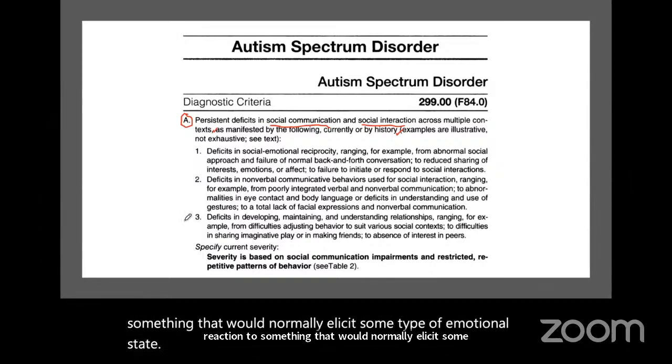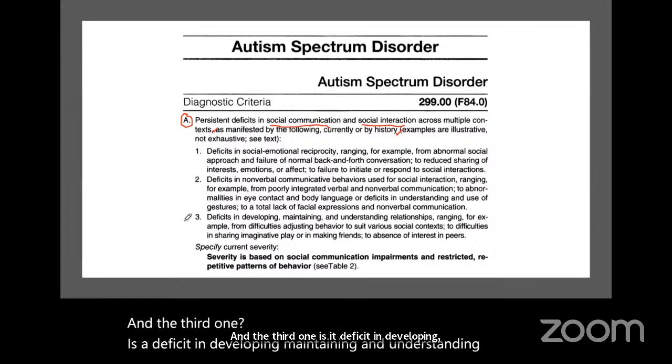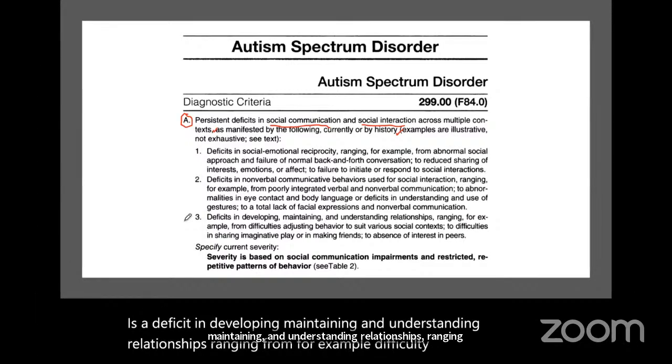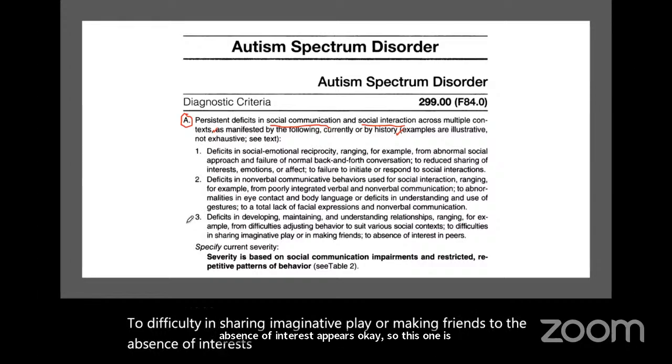And the third one is a deficit in developing, maintaining, and understanding relationships, ranging from, for example, difficulty in adjusting behaviors to suit various social contexts, to difficulty in sharing imaginative play or making friends, to the absence of interest of peers, okay? So this one is very much about adjusting to different social contexts.